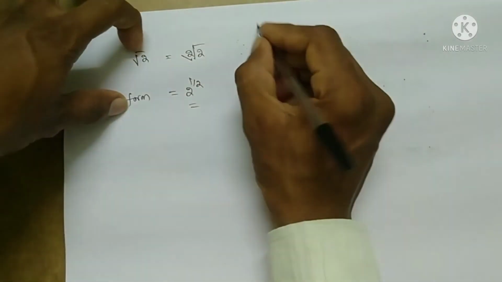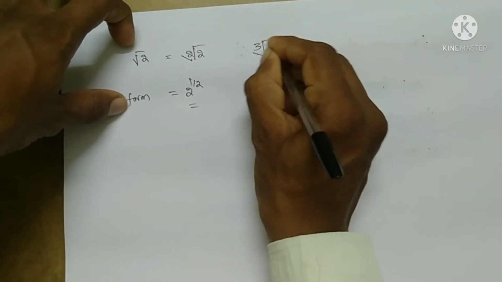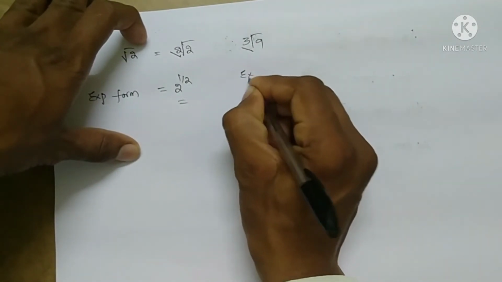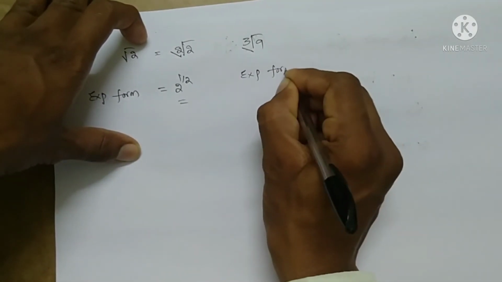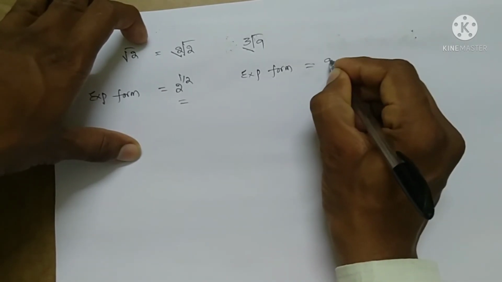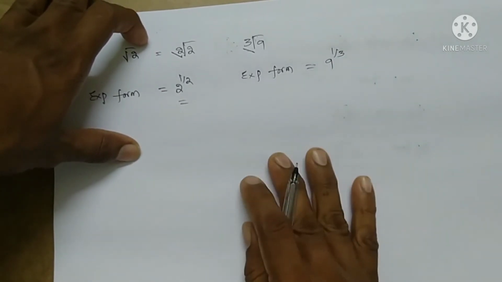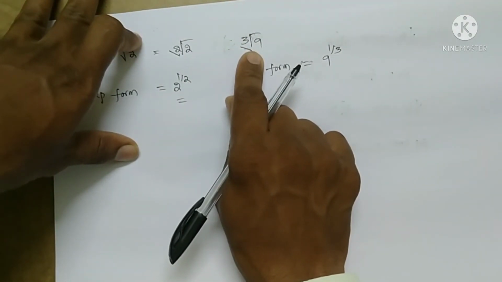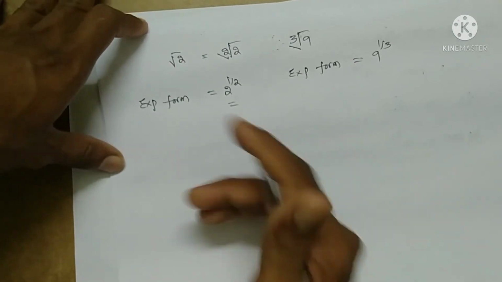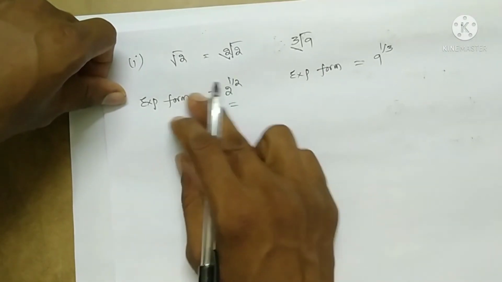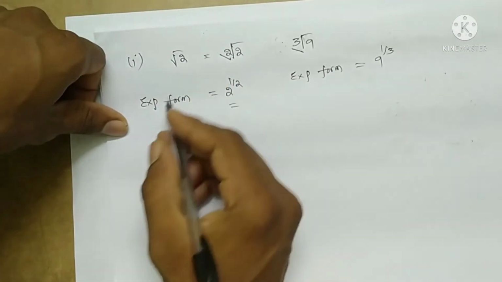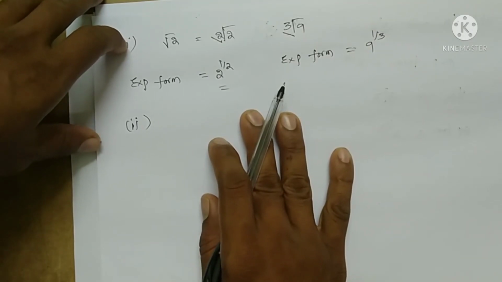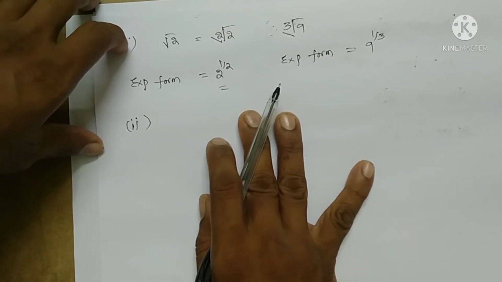Next question, third root of 9. So exponential form is 9 to the power of 1 by 3. This is the exponential form of third root 9. Next Roman, this is first Roman. So here these two questions are related to first Roman. In the second Roman, first question, change exponential form to radical form.